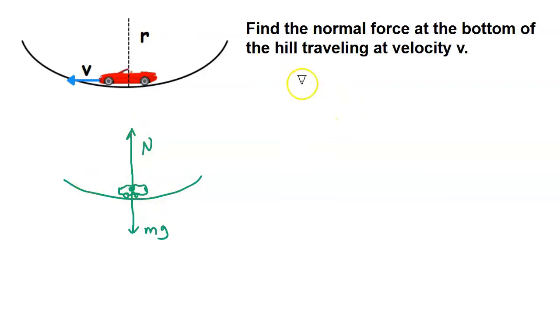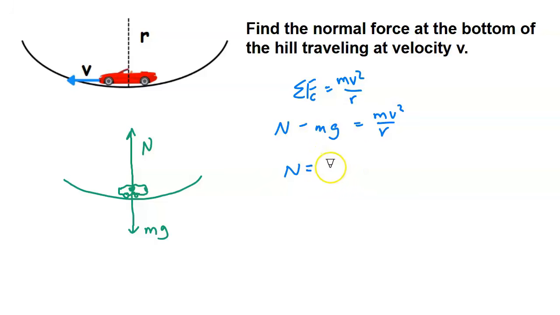Okay, so now we're going to set up our centripetal force equation. Centripetal force is equal to mv squared over r. The forces toward the center, which is N, minus the forces away from the center, mg, is equal to mv squared over r. Okay. So now I'm going to solve for N, and N is equal to mg plus mv squared over r.